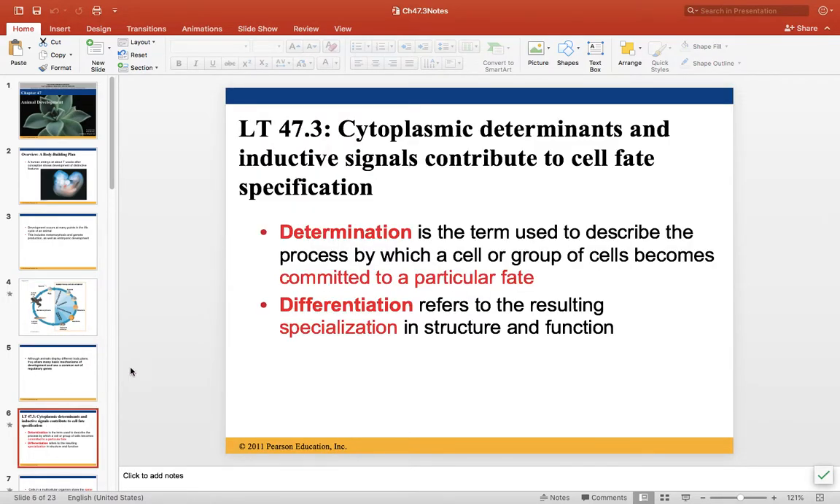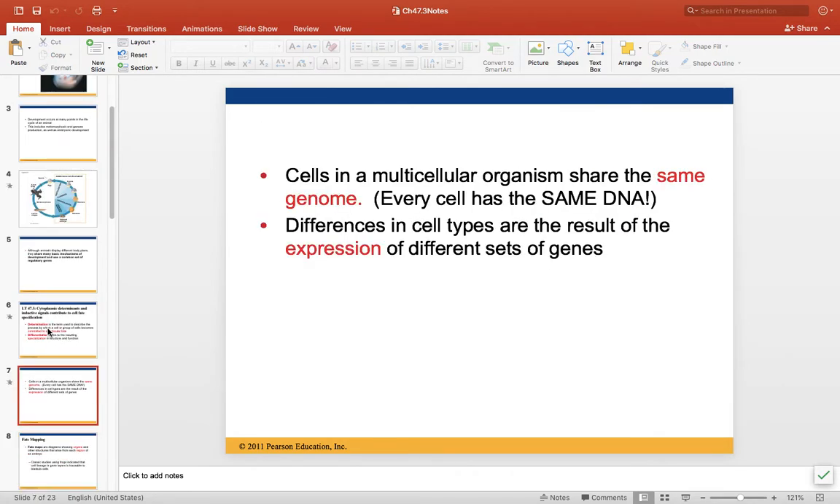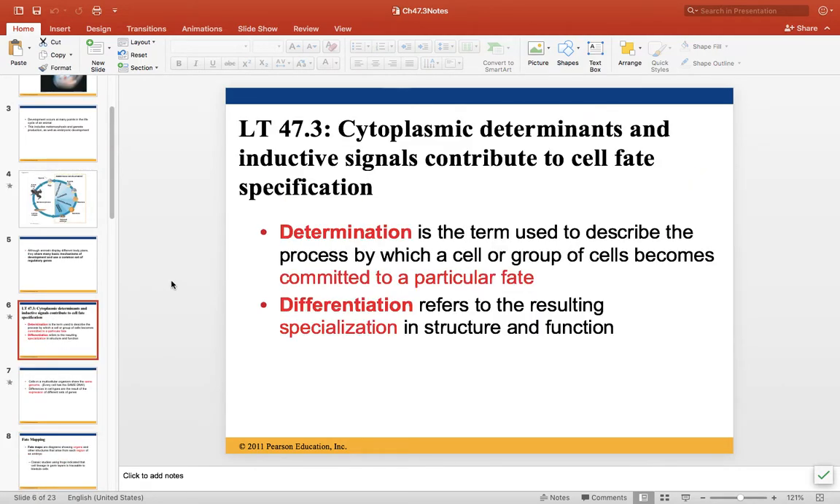Starting down here, looking at the difference between determination and differentiation. Cytoplasmic determinants, which are basically signaling molecules within the cytoplasm, help decide what cells become what specific types. Determination is the term used to describe the process by which a cell or group of cells becomes committed to a particular fate. Differentiation refers to the resulting specialization in those cells, in their structure and function.